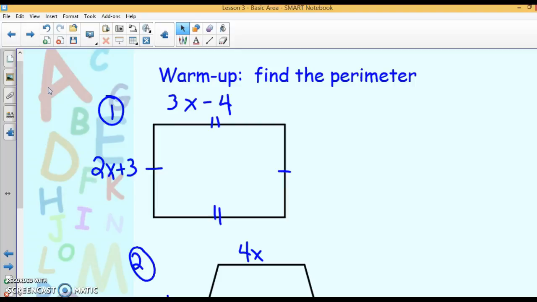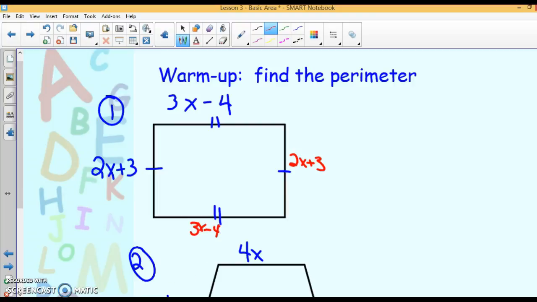All right, let's take a look at this. How do you find the perimeter of any shape in the world? Don't you add up all the sides? Look at these hash marks. This has 1. This side also has 1. That means they're the same. So this side is 2x plus 3. This one has 2. This one has 2. So this side is 3x minus 4.